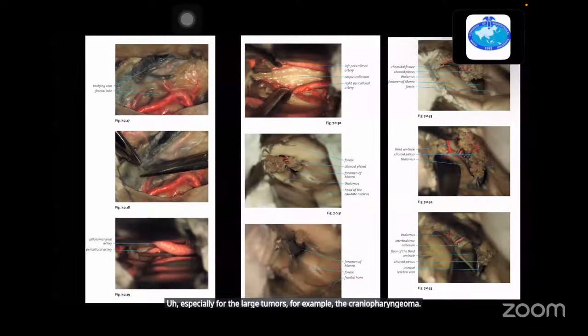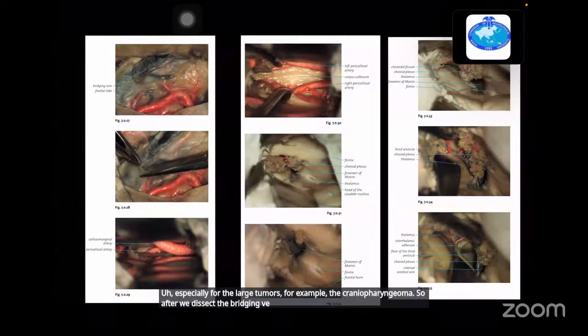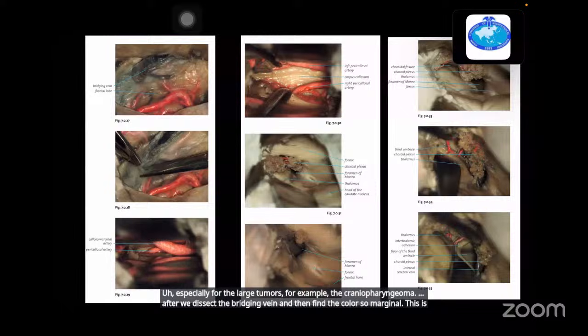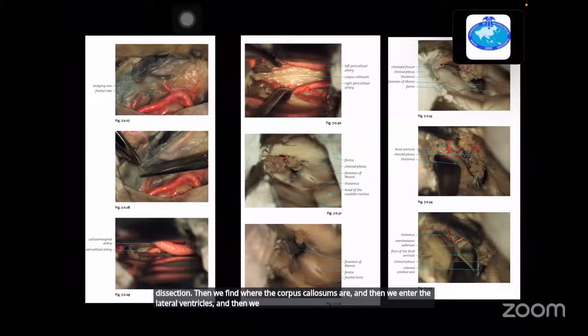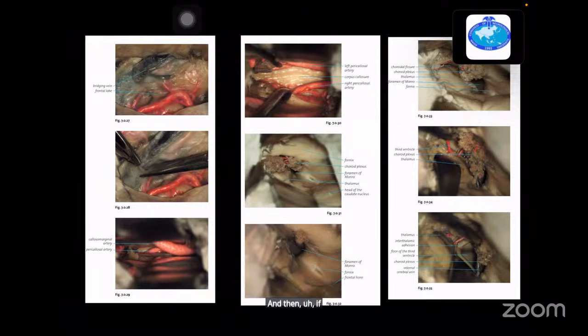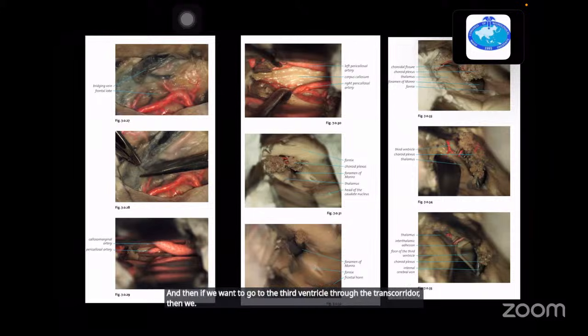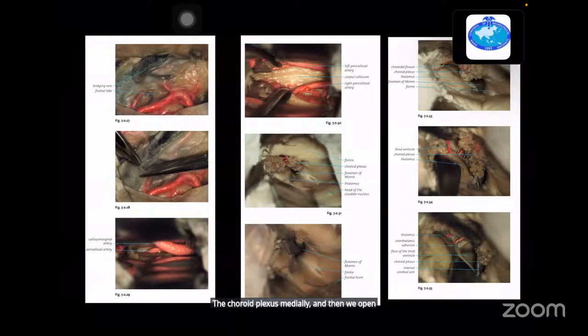So after we dissect the bridging vein and find the callosomarginal, this is the picture from the cadaveric dissection. Then we find where the corpus callosum is, and then we enter the lateral ventricle and identify the fornix, the choroid plexus, the foramen of Monroe, and the thalamus. Then if we want to go to the third ventricle through the transchoroidal approach, we retract the choroid plexus medially, and then we open the velum interpositum.